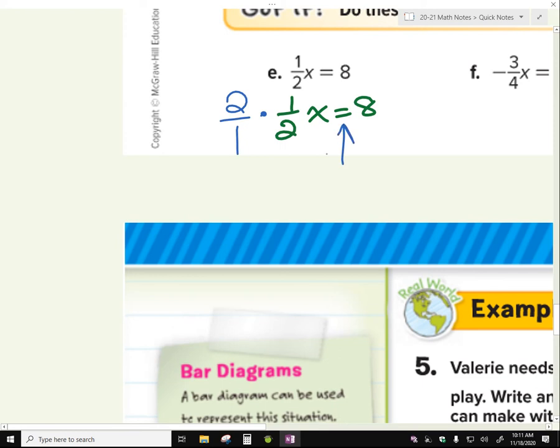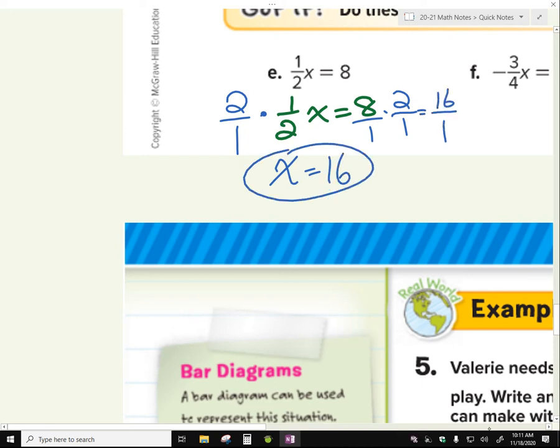Because of this equal sign, I have to do it on both sides. Times 2 over 1. And keep in mind that 8 is just 8 over 1, if you want to write it like that. That gets rid of the half. This would be 16 over 1, which means x equals 16.